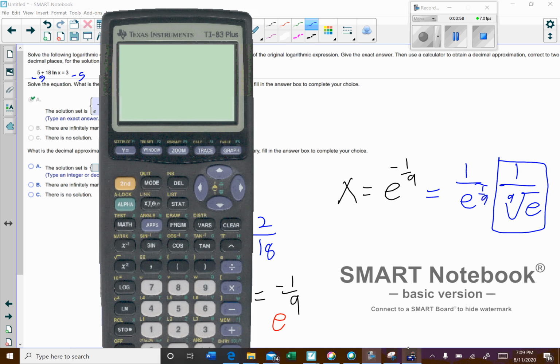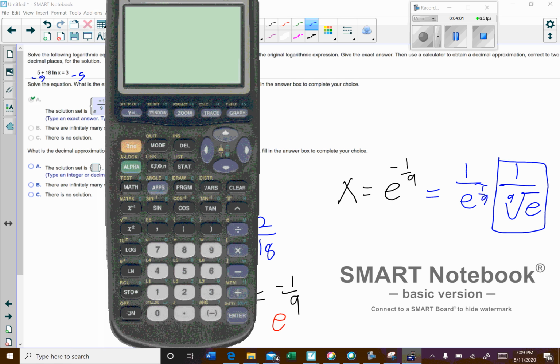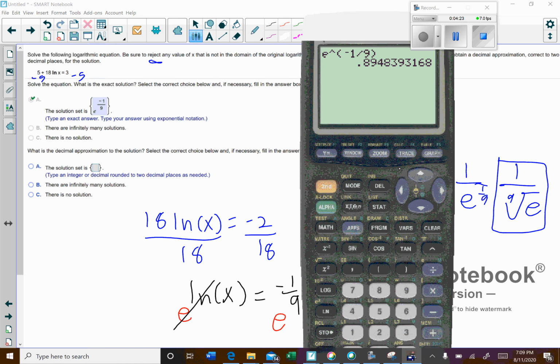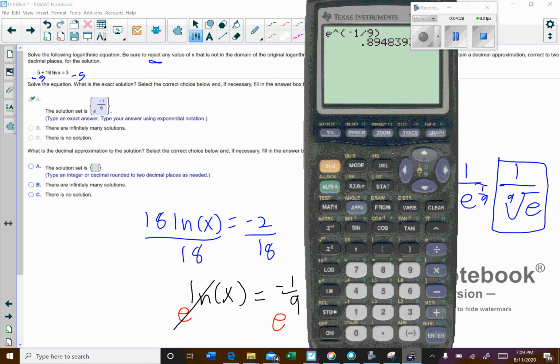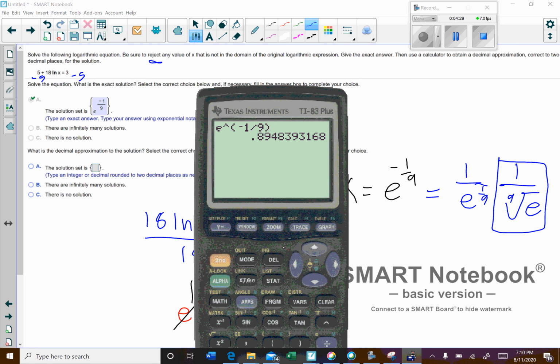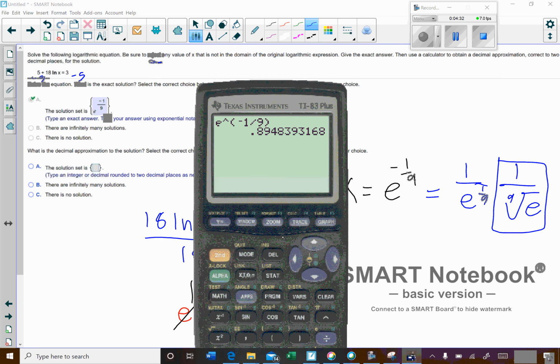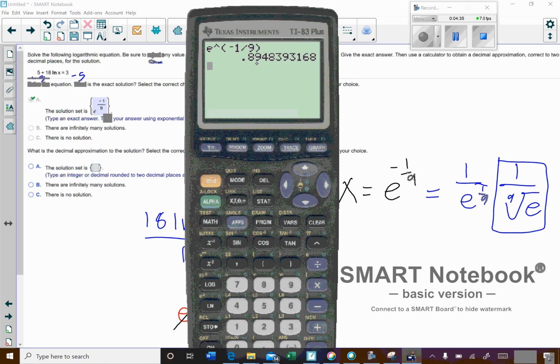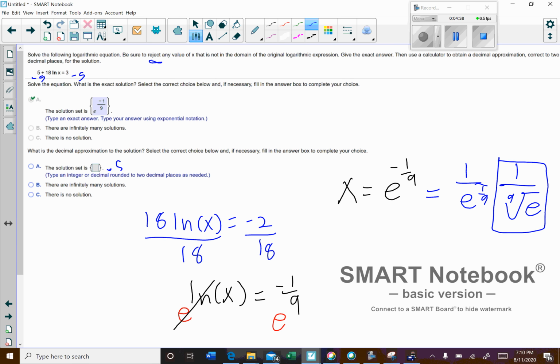Now, to get your estimated answer, since the calculator is doing the work for you, it really doesn't matter which one of these you put in the calculator. So you can just put e to the -1/9 power, or you could type in 1 over the 9th root of e, but it's probably a little bit easier just to type this in the calculator right here. And so we get, let's see, what does it want us to round? Okay, so 2 decimal places only. So 0.89 right there.